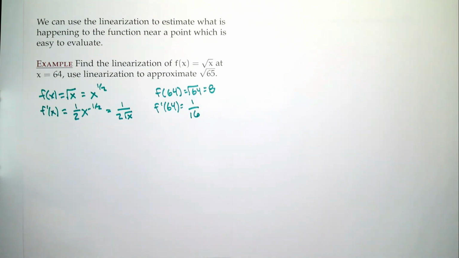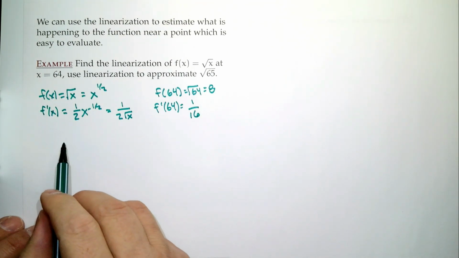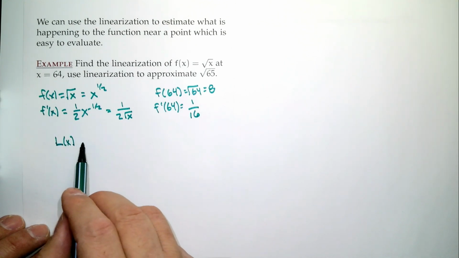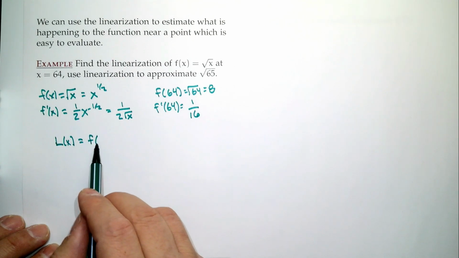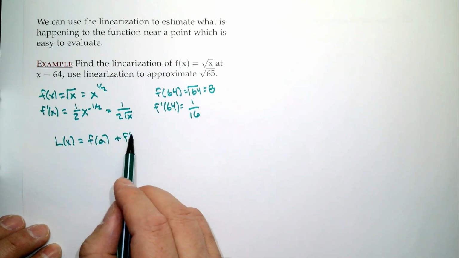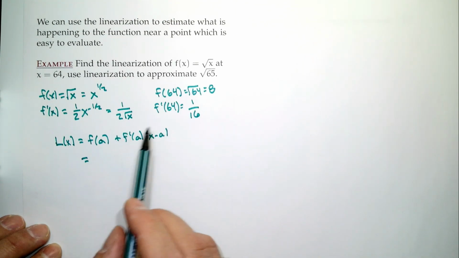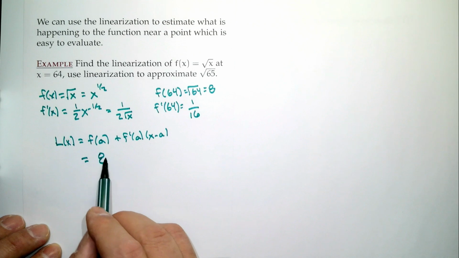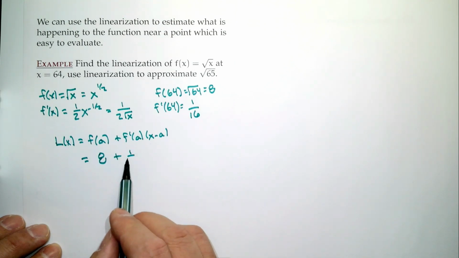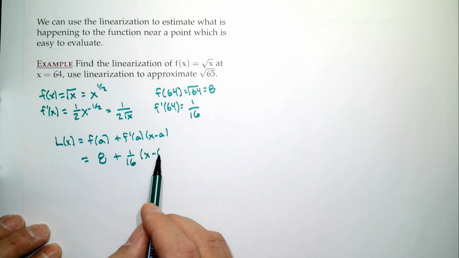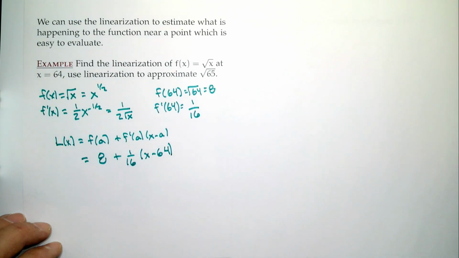So we can say then that our linearization is that L of x is, and I'll write down the long way first, f of a plus f prime of a times x minus a. So that is going to be f of 64, which is 8, plus 1 over 16 times x minus 64. Okay, so that's the first part of the problem. Find the linearization. Now we come to the second part of the problem.